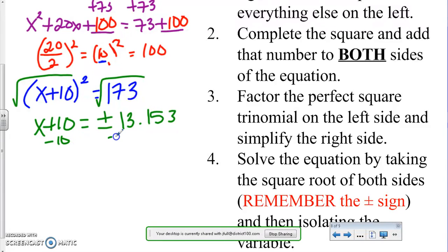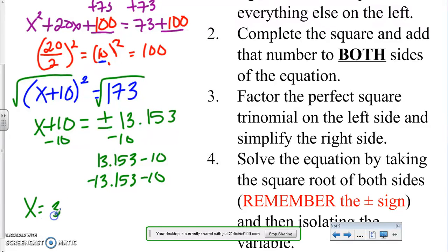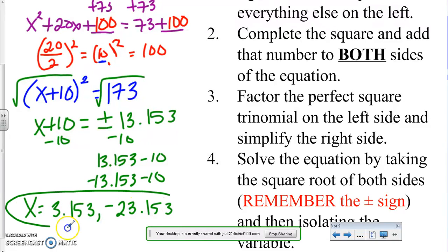So I'm going to subtract 10 from both sides. I'm going to find two different answers. So I'm going to do positive 13.153 minus 10, and I'm going to do negative 13.153 minus 10. That gives me my two answers. For the first one, I get 3.153. And for the second one, I get negative 23.153. Okay, and that's all you're doing.